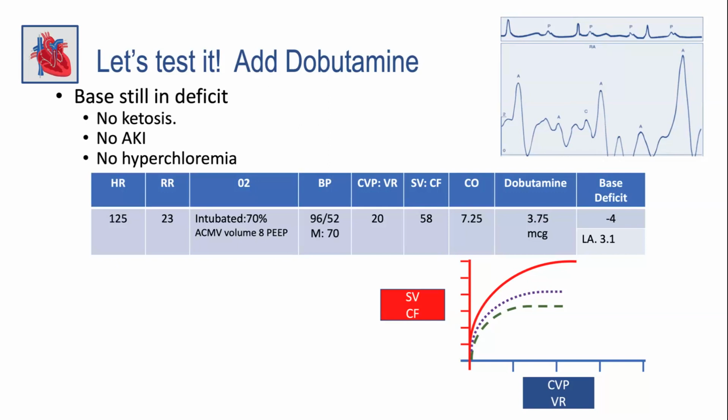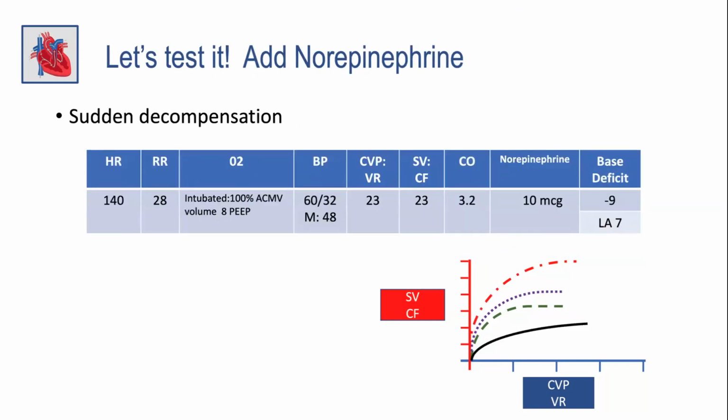Okay, good. All right, so now she drops her pressure. And the decision is to put her on norepinephrine. And we titrate up really quickly because her blood pressure is 60/32. Heart rate is up 140, respiratory rate's 28, blood pressure 60/32, CVP is 23. It went up because the heart rate went up. Her stroke volume now is 23. Wow, it's gone down. Her cardiac output has gone down.